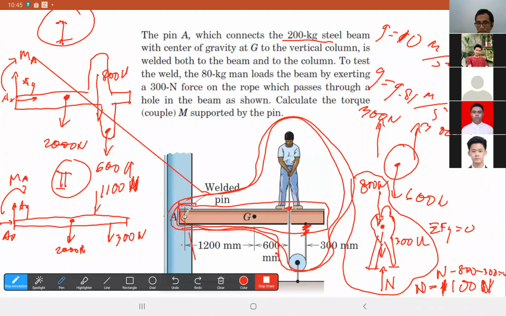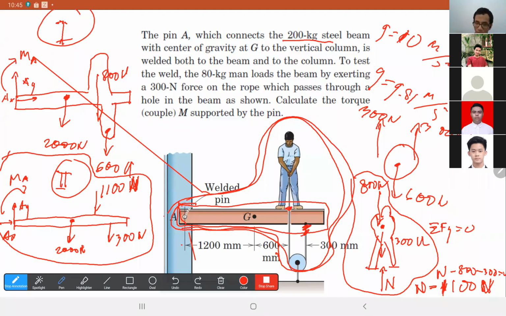So only the weight is considered as the external force? No. The weight of the beam, no, the internal force. Oh, sorry. I mean the weight of the man plus 300. Yes, it becomes external force for the beam, like this way. So the normal force is exerted by the beam, yeah. That's why it's called the internal force?